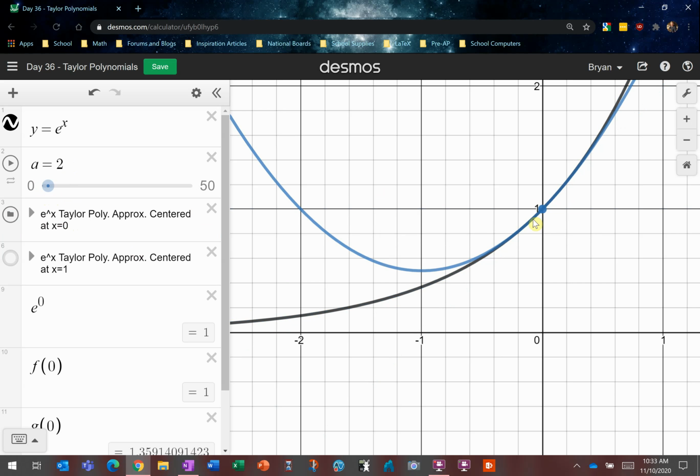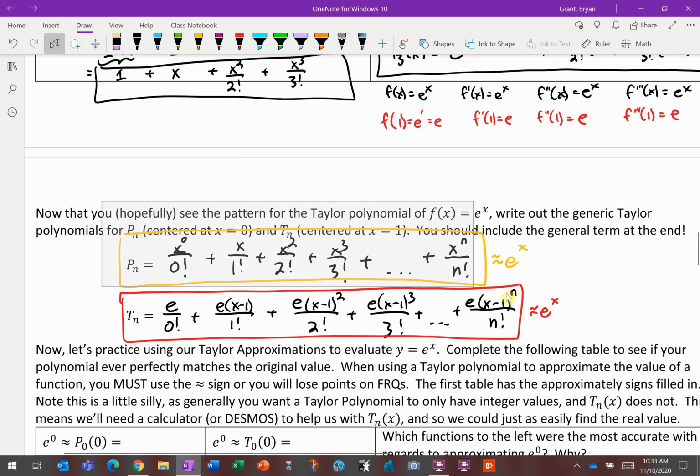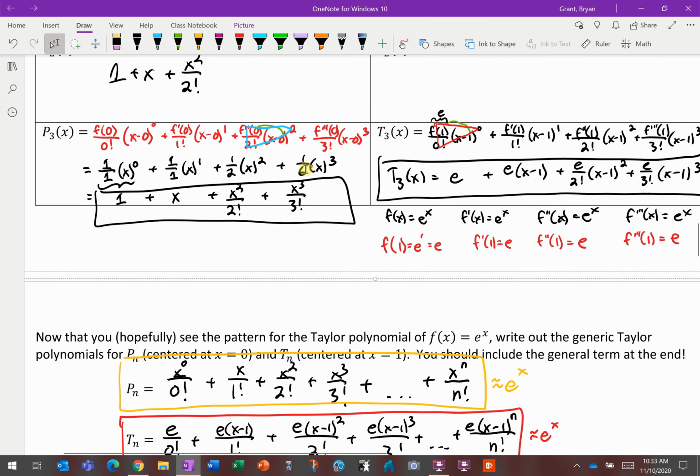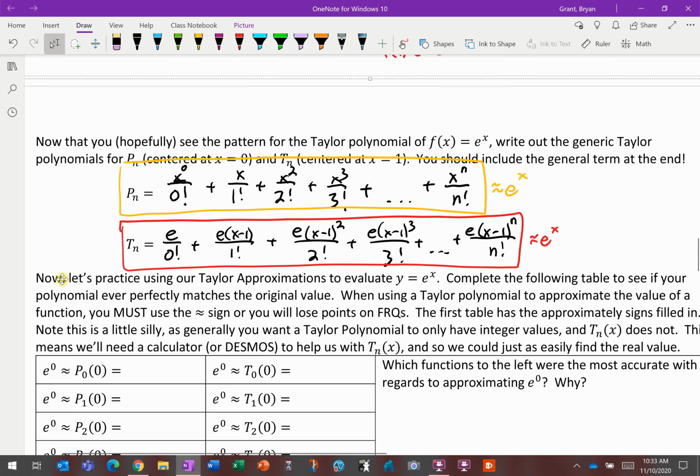Doesn't it always contain the point 0, 1, right? Any Taylor polynomial, wherever you center it, is going to always contain that point. If I substitute 0 into my Taylor polynomial, it's probably easier to see in this one up here, it's going to cancel out every term except the first one. So we'll come back to that in a second.